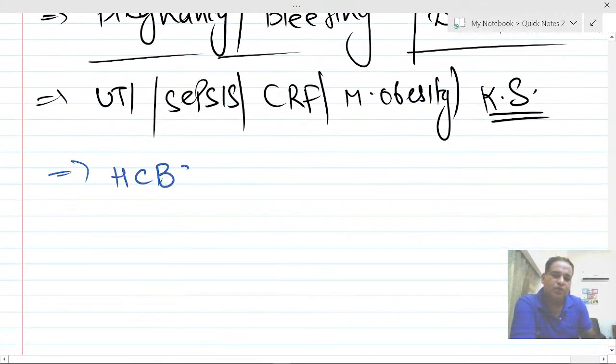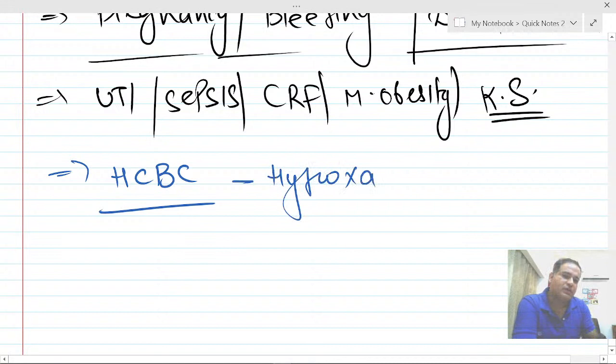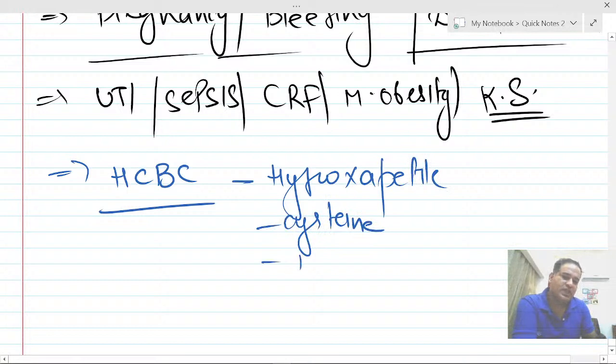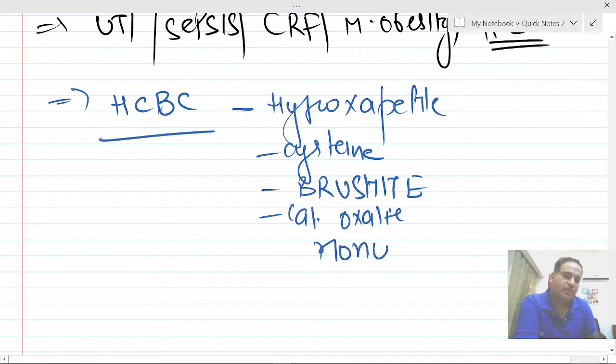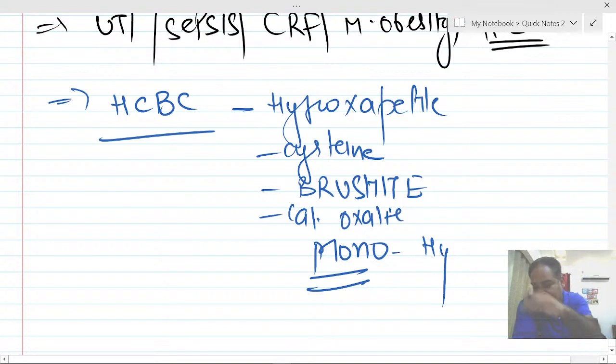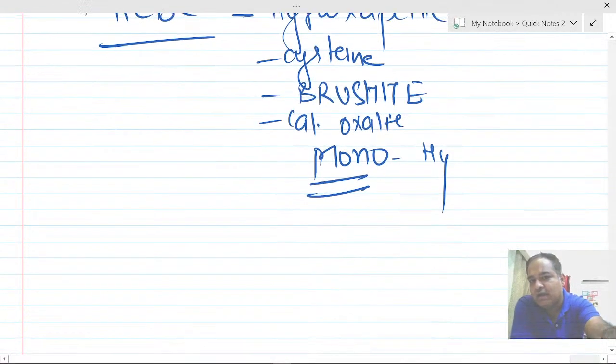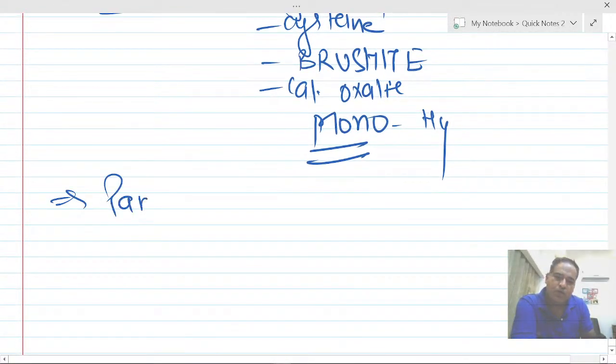Now, these stones, HCBC, another mnemonic, HCBC. What is that? Hydroxyapatite, cystine stones, brushite stones. Remember, calcium oxalate monohydrate is always single. So these stones are extremely hard. They cannot be broken down. Most common complication is pain.